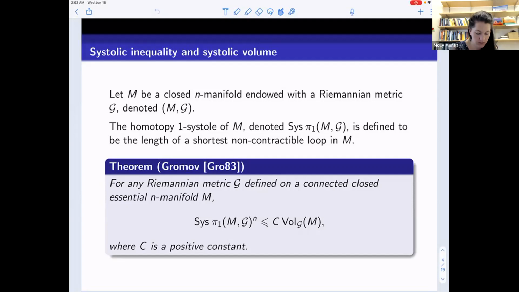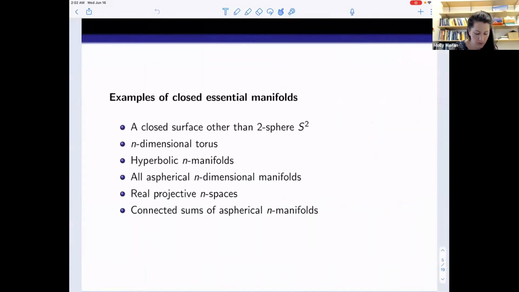Here, for the essential manifold, I do not want to review the definition, but I can give examples of closed essential manifolds. For example, the closed surface other than the two-sphere is essential, and also the n-dimensional torus and hyperbolic n-manifolds. All aspherical n-dimensional manifolds are essential, and also real projective n-spaces. In particular, all connected sums of aspherical n-manifolds are essential.